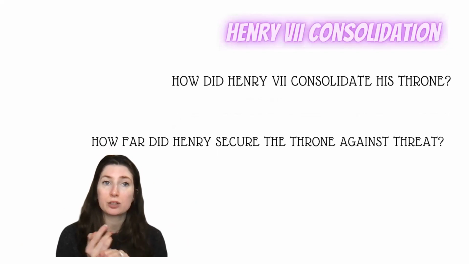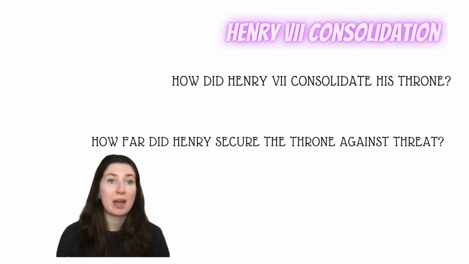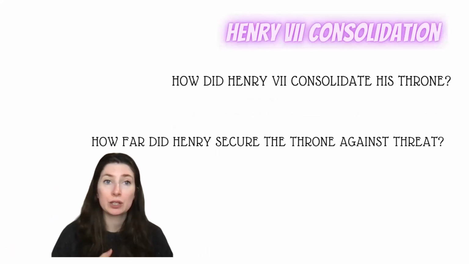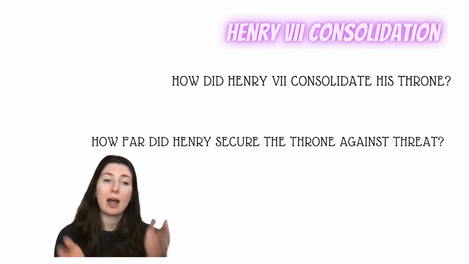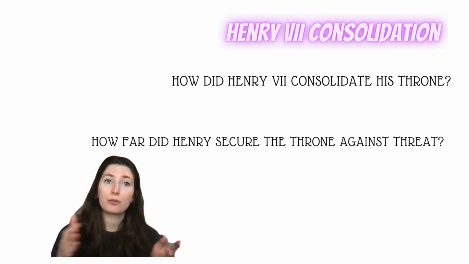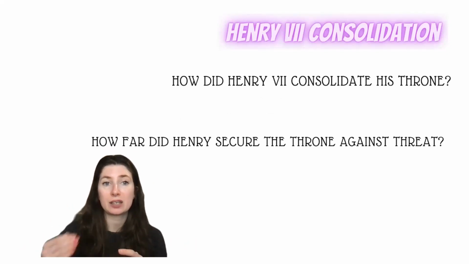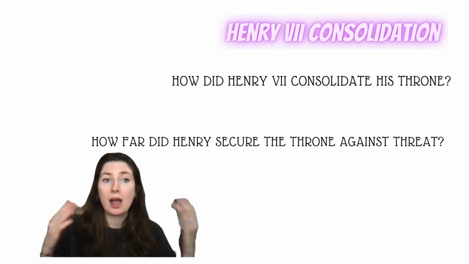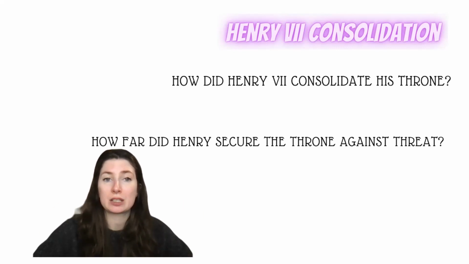Is it his own personal action? Is it financial methods? Is it penalties and sanctions? Is it patronage and positive things? What was the reason he is able to consolidate his throne? And then secondary to that, to what extent does he consolidate his power? How far does he secure the throne? How far does he establish the Tudor dynasty?